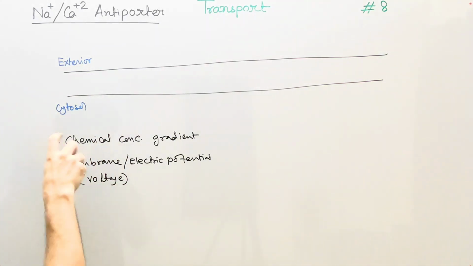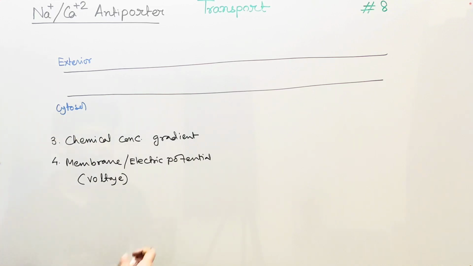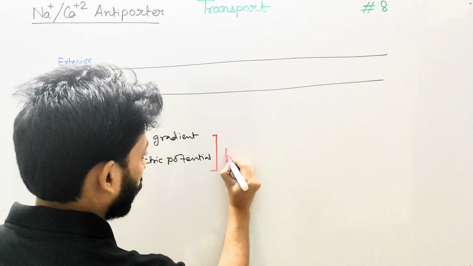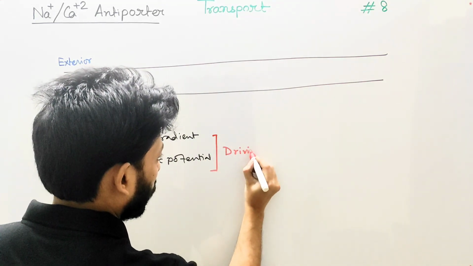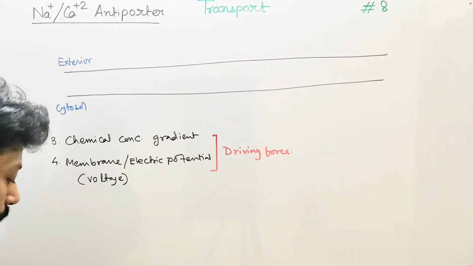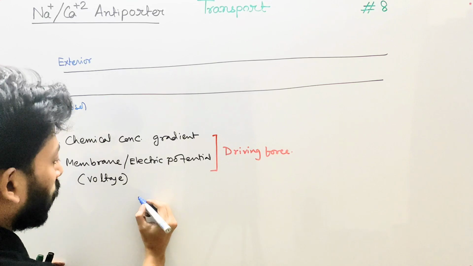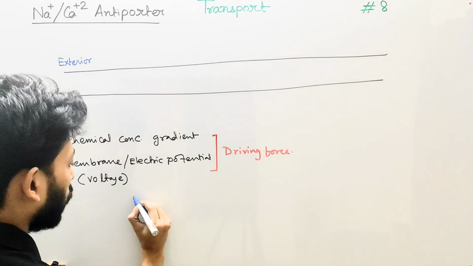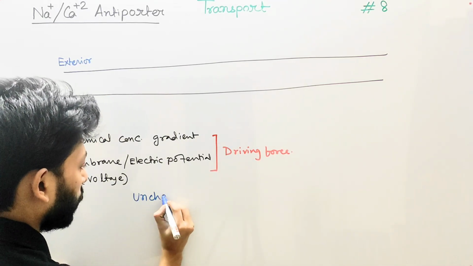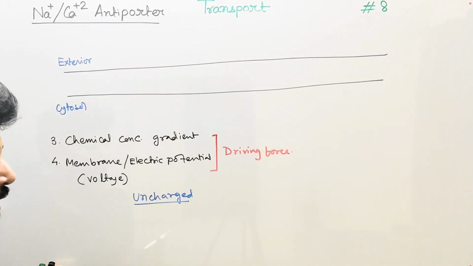These last two factors, 3 and 4, are actually called the driving force of the transport of the molecule. So this acts as a driving force. Now here is a discrimination between two types of molecules. Those molecules carry no net charge, that means those molecules are uncharged. Remember this, those molecules are uncharged.